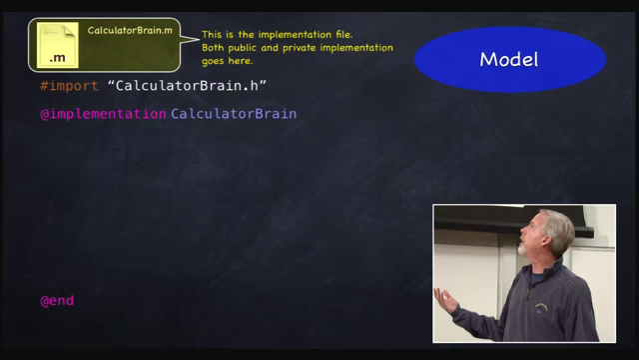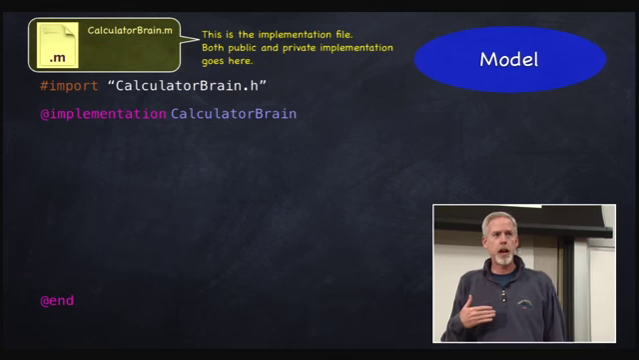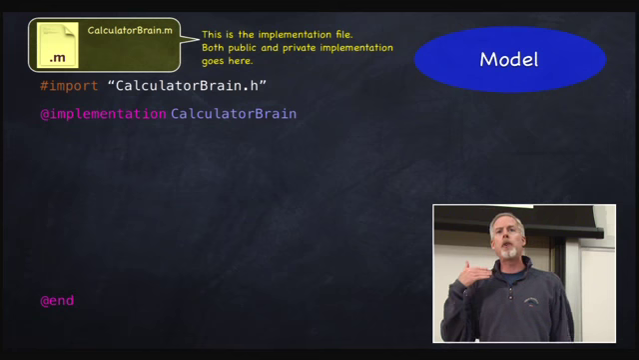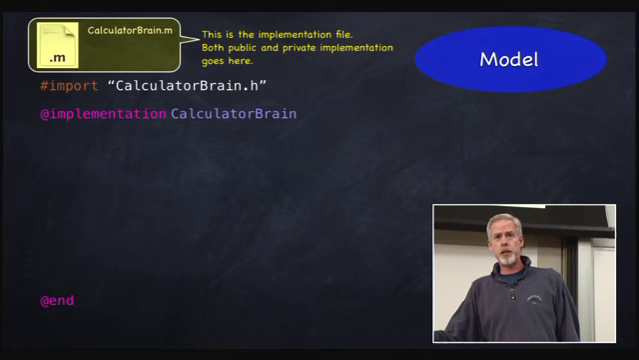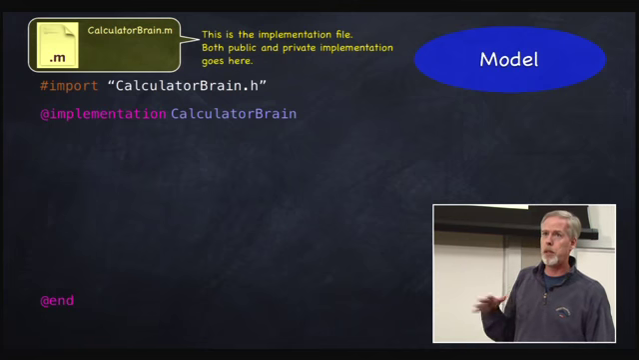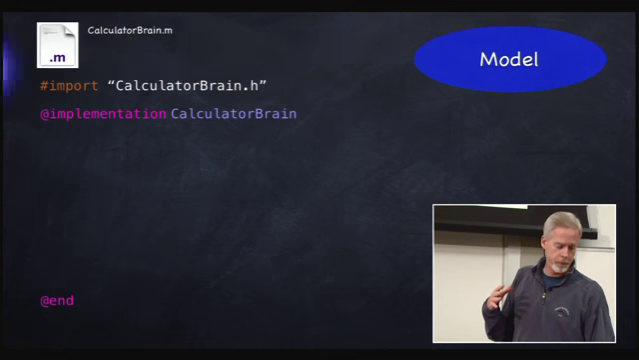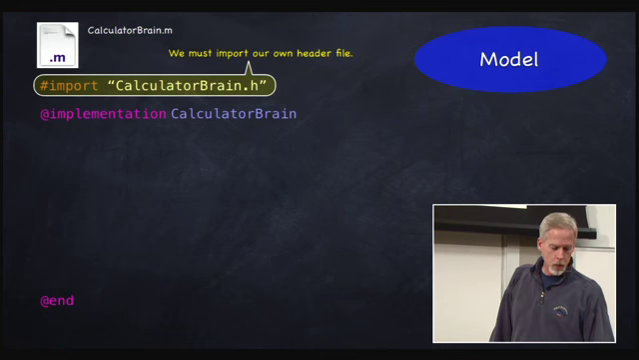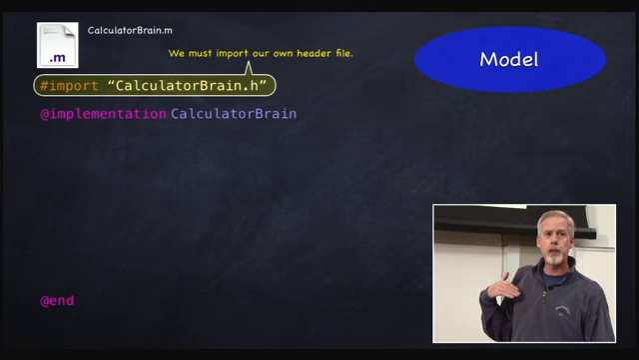So this is CalculatorBrain.m. It's the implementation of CalculatorBrain. So it's going to have implementations of all those public methods, the two that we declared, and also it's going to have implementation of private methods that are only for us to use. Okay? We obviously have to import our own header file.